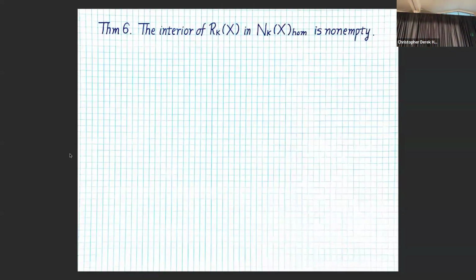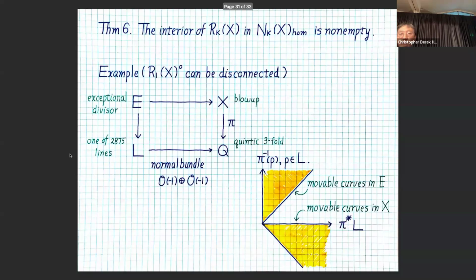In general, the only thing we know how to show is this one. It was kind of non-trivial to show this. What is generally true is that the interior of Rkx, the realizable locus, is non-empty. So there are many, many irreducible classes inside any X. And perhaps an interesting example is that the interior of this realizable locus, even for one-dimensional cycles, can be disconnected.